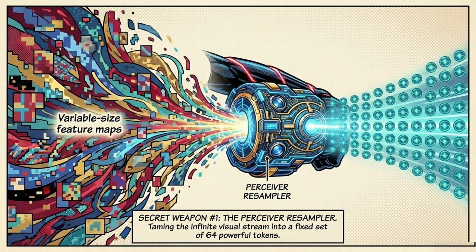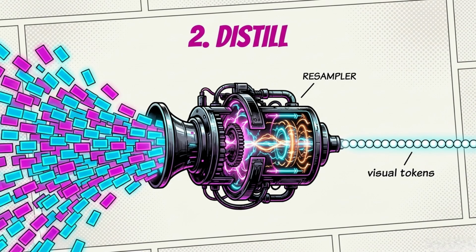The perceiver resampler is a brilliant piece of engineering. It takes a variable number of visual features and outputs a fixed number of visual tokens, always 64 tokens, regardless of input size. It does this using a cross-attention mechanism with learnable latent queries. Think of it like a smart compression system that preserves the most important visual information while reducing computational complexity.